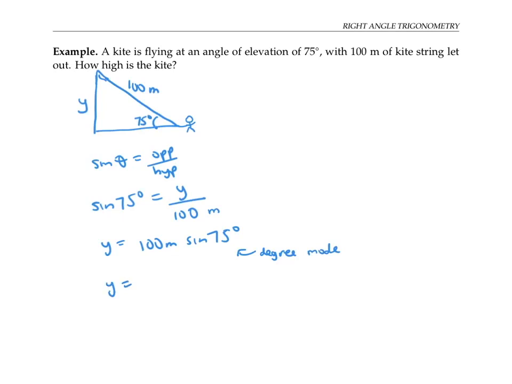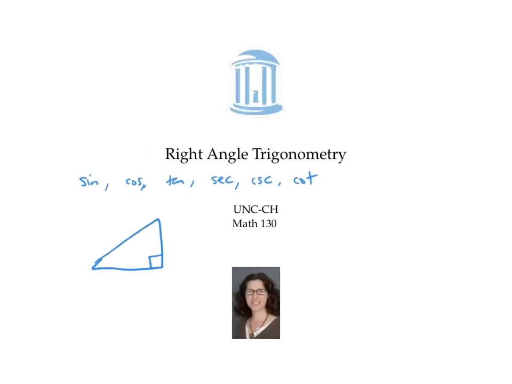When I do the computation, I get a final answer of 96.59 meters up to 2 decimal places. Notice that we're ignoring the height of the person. To remember the definitions of the trig functions, you can use the mnemonic SOHCAHTOA and the fact that secant is the reciprocal of cosine, cosecant the reciprocal of sine, and cotangent the reciprocal of tangent.